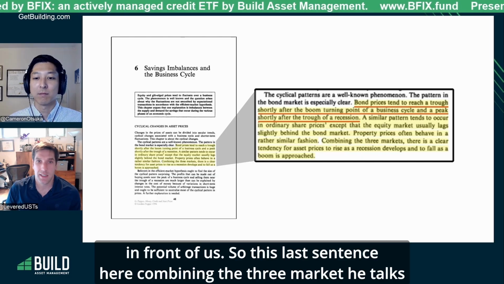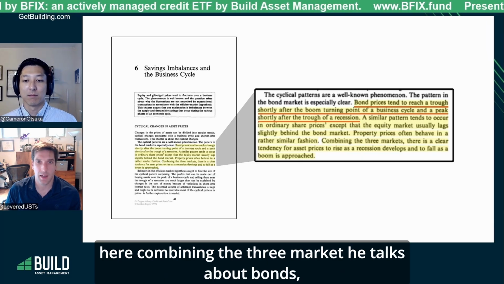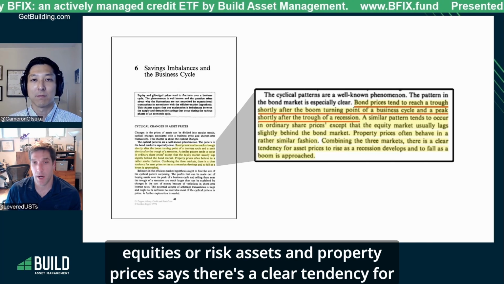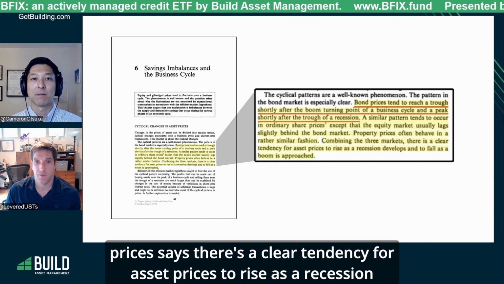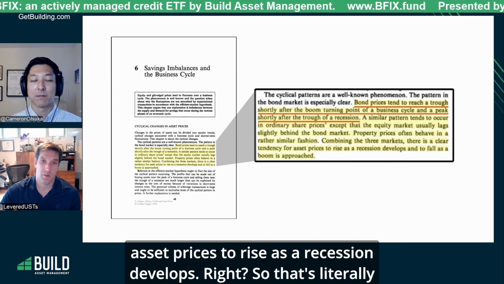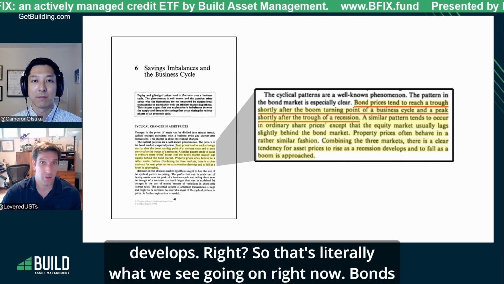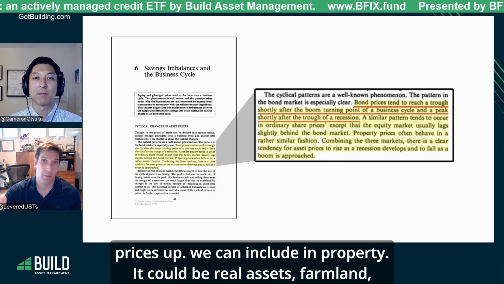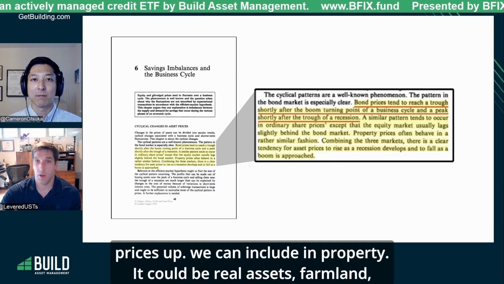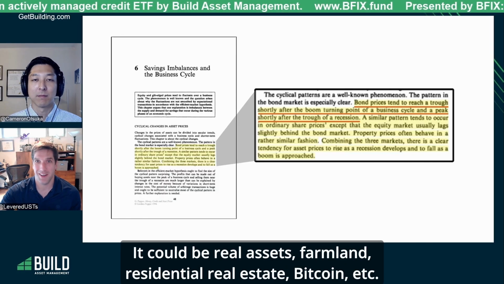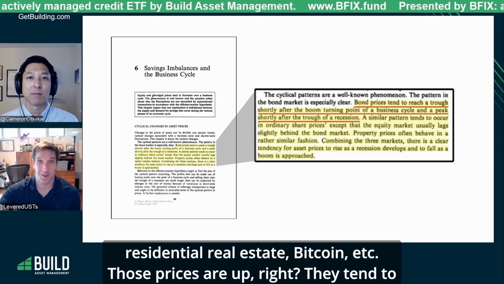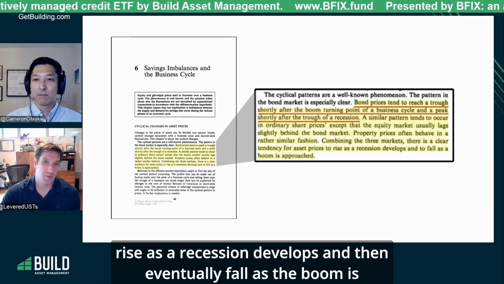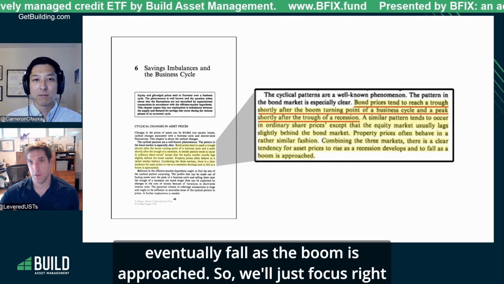So this last sentence here, combining the three markets, he talks about bonds, equities or risk assets, and property prices. So there's a clear tendency for asset prices to rise as a recession develops. All right, so that's literally what we see going on right now. Bonds are up, equity prices up, property prices up. We can include in property real assets, farmland, residential real estate, Bitcoin, et cetera. Those prices are up, right? They tend to rise as a recession develops and then eventually fall as the boom is approached.